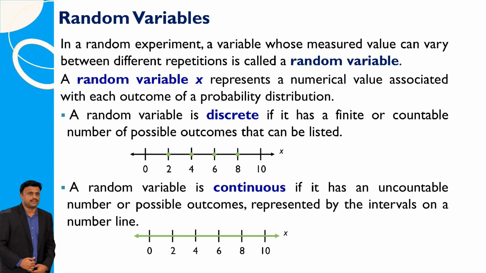A random variable is a variable whose value can change across repetitions of a random experiment. It represents a numerical outcome in a probability distribution. A discrete random variable has a finite or countable number of possible values, while a continuous random variable has an infinite number of possible outcomes, often represented by intervals on a number line.